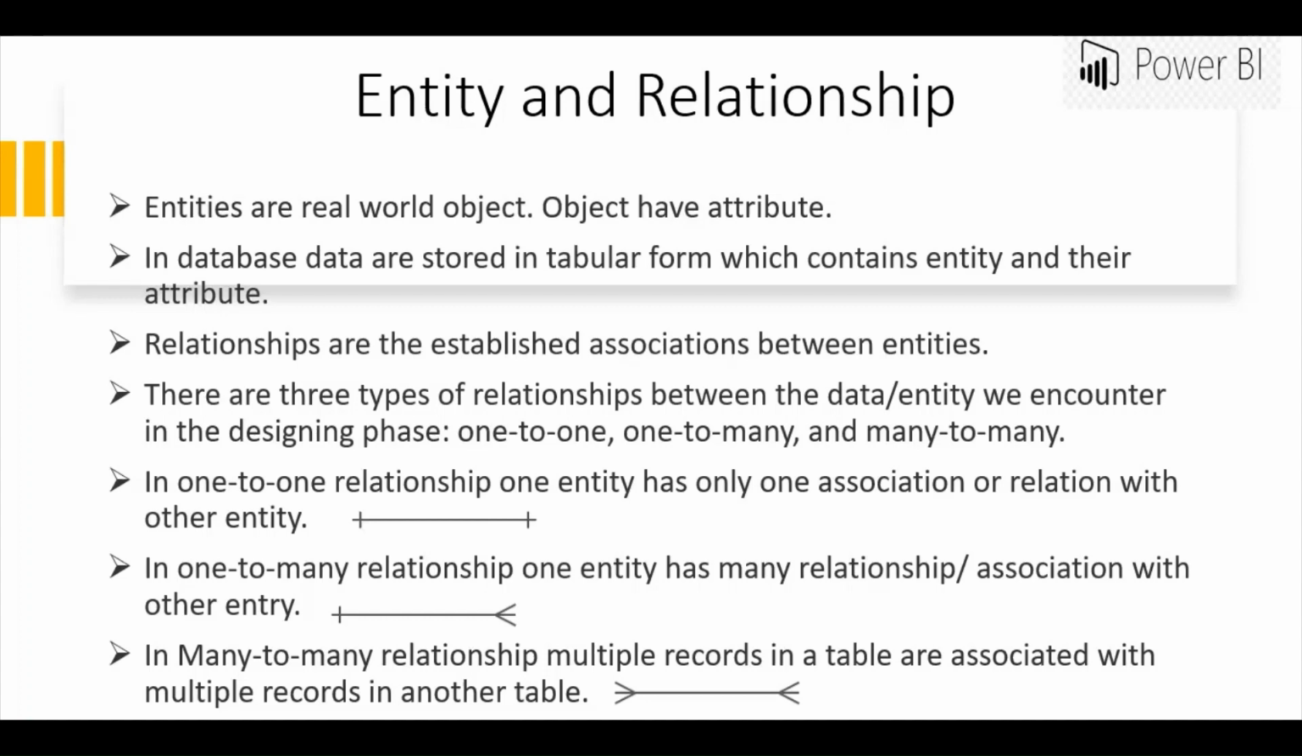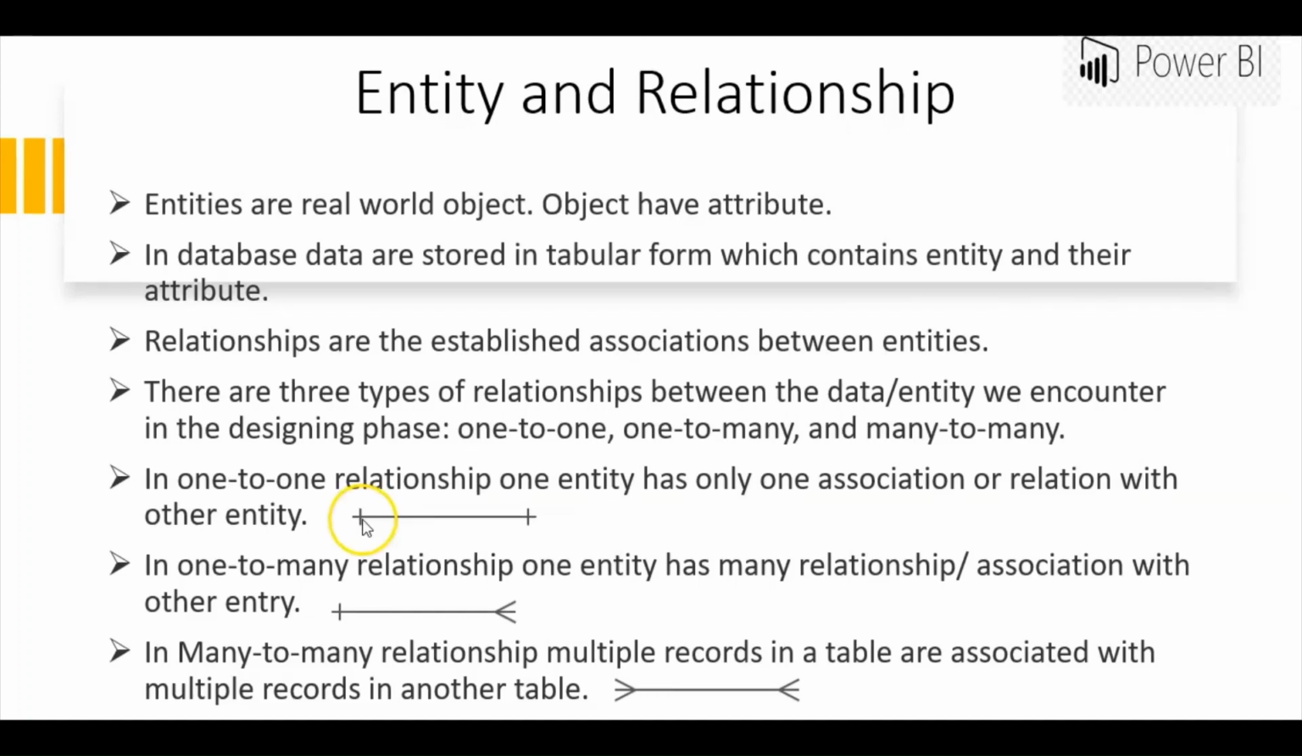In a many-to-many relationship, multiple records in a table are associated with multiple records in another table. For example, a student can belong to multiple classes, or one class can have multiple students. So multiple students, multiple classes. A customer can purchase multiple products, and one product can belong to multiple customers. So multiple products, multiple customers. So it is a many-to-many relationship. This symbol represents a one-to-one relationship. This one represents a one-to-many relationship, and this one represents a many-to-many relationship.